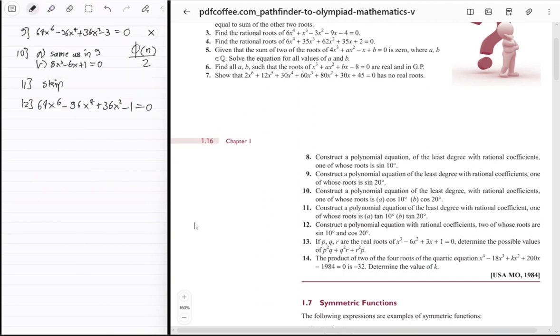Okay, and 13th is: if p, q, r are the real roots of this equation, determine the possible values of p squared q plus q squared r plus r squared p. Real roots of this equation. You just want the possible values. Oh, okay, so it could also go like p squared r, something like that. Understandable. So you got p squared q, you don't have p q squared. Interesting. Right, want to find possible values. Why don't we just figure out the roots themselves? What's stopping us?